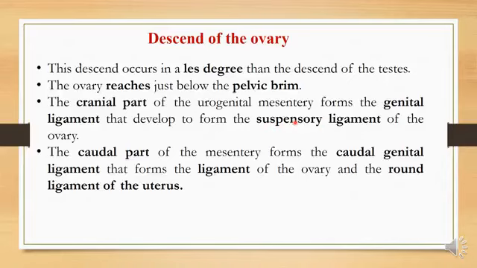The suspensory ligament is derived from the genital ligament in the cranial part of the urogenital mesentery, while the caudal part of the mesentery forms the caudal genital ligament, which forms the ligament of the ovary and the round ligament of the uterus.